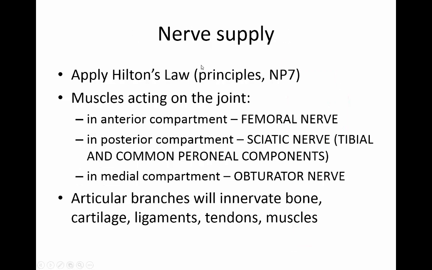For the nerve supply, at the knee, we follow Hilton's law. So that states that the same nerve which innervates the joint will innervate the muscles across the joint, will innervate the blood vessels that supply the joint, and will innervate the skin over the joint. So the muscles at the joint in the anterior compartment, they were innervated by the femoral nerve. So the anterior knee will be innervated by our femoral nerve. Likewise, the skin over the anterior knee innervated by a branch of the femoral nerve.